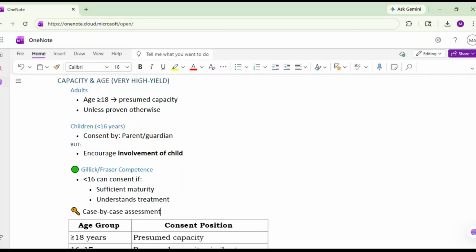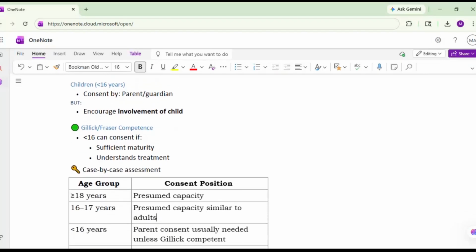Now when you are given a scenario, please read what exactly the scenario is about, whether it is about termination of pregnancy or contraception. If it is related to termination of pregnancy, you will pick Gillick competence. If it is about contraception, because there are Fraser guidelines for contraception, your answer will be Fraser competence. I hope you are getting this. Below 16 years, the child can consent if there is sufficient maturity and understanding of the treatment.